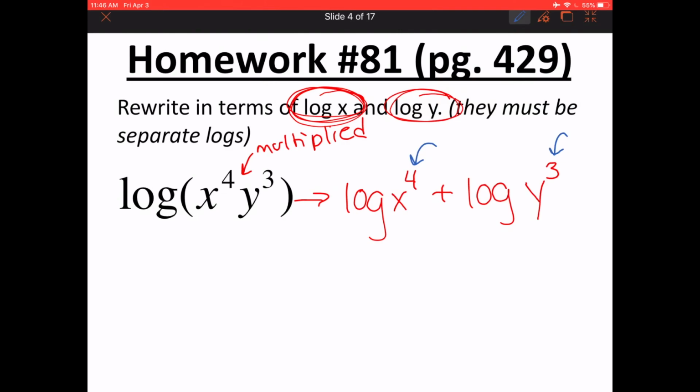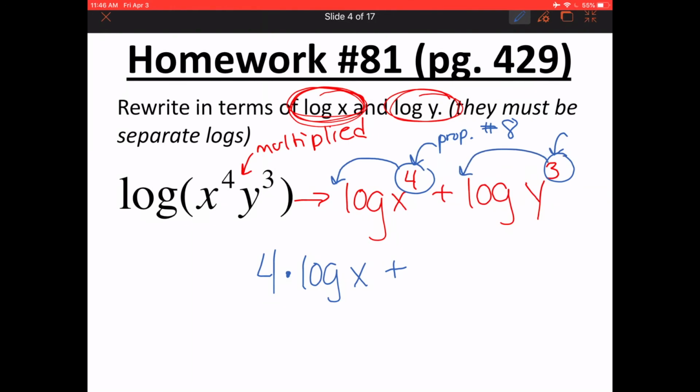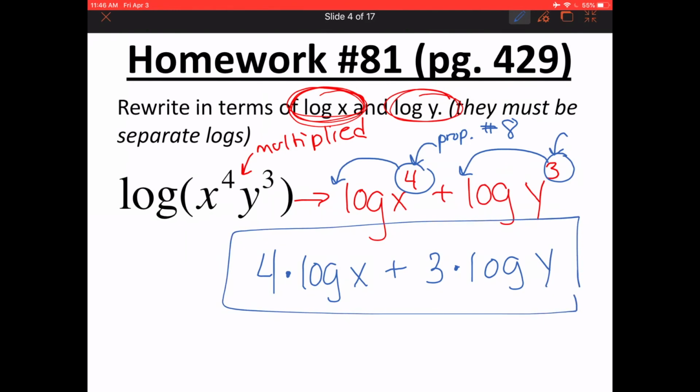So what can we do with those exponents? This goes to property number 8. Okay, so property number 8. I can take this exponent and move it out in front as multiplication. So I would have 4 times log x plus, let's take that 3 and move it out in front, 3 times log y, and this would be my final answer because notice now log x is all by itself and log y is all by itself. Okay, guys? And that is the kind of answer they're going to be looking for on the quiz and test. So make sure you move those exponents out in front.